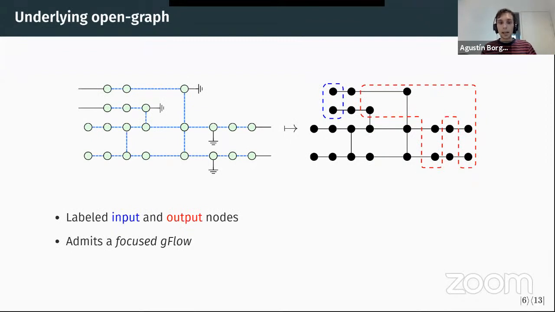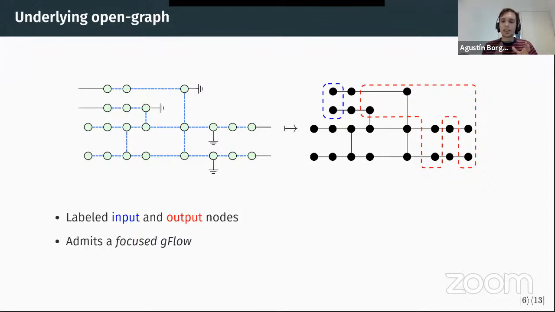So now that we have a strictly graph-like diagram, we can talk about the underlying structure of the diagram in the form of an open graph. This is a simple graph with a defined set of input and output nodes. Here, in addition to the inputs and outputs of the diagram, we are marking the grounded spiders as outputs because they represent a discarding of information into the environment.